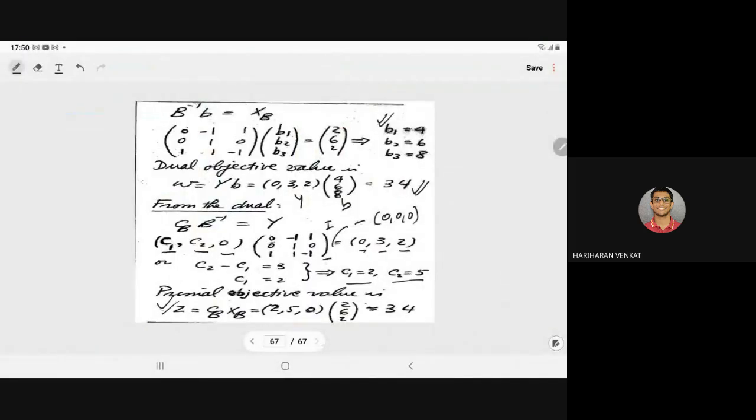So that is the syllabus for the forthcoming quiz. It will be on the 19th, right? So that is the syllabus for the forthcoming quiz. In the next class, I will start the additional simplex method.